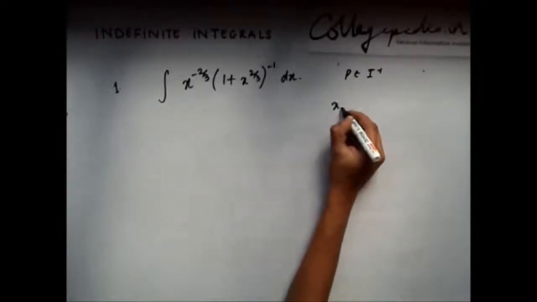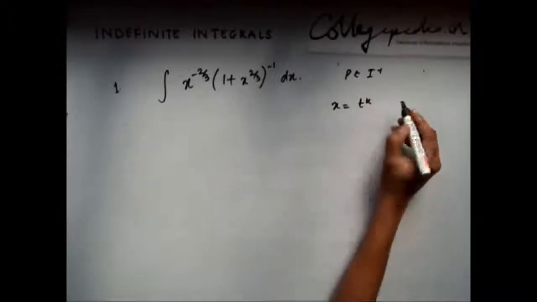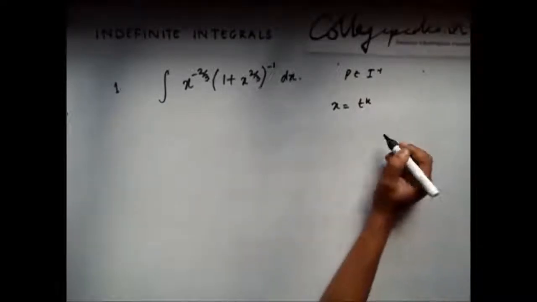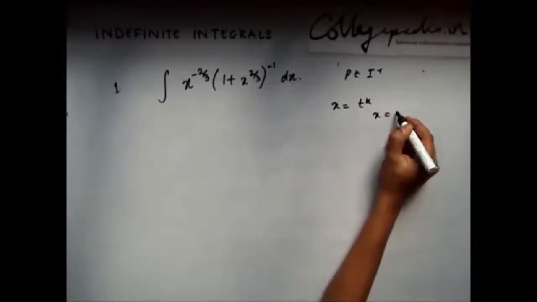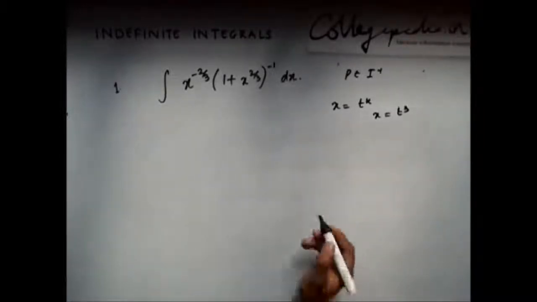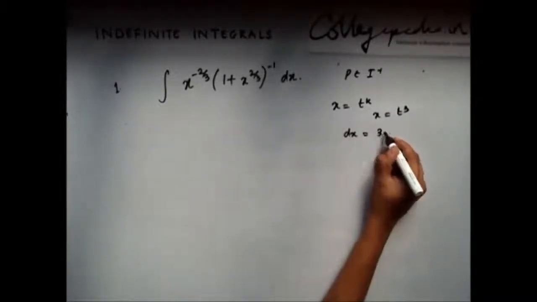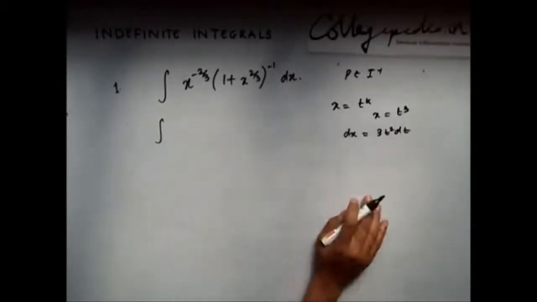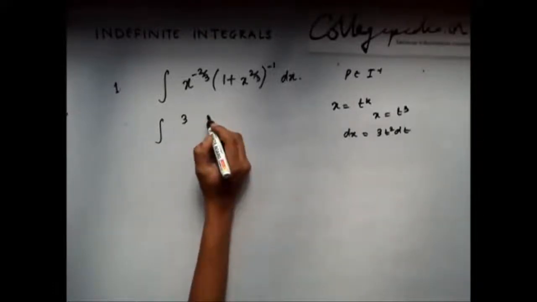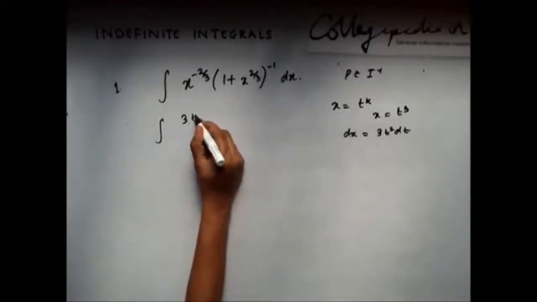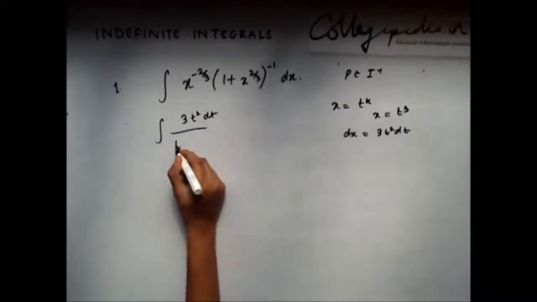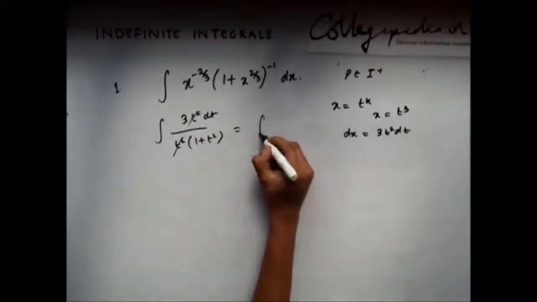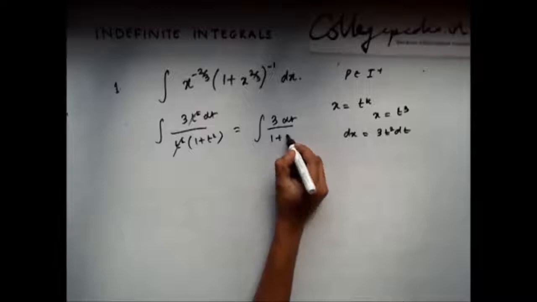Then what we need to do is replace x with t to the power k, where k is the LCM of m and n. Here m is minus 2 by 3, n is 2 by 3, so the LCM is 3. So we'll replace x with t to the power 3, and dx becomes 3t square dt. Now if you replace x with t, you get an integral of 3t square dt over t square times (1 plus t square). This gets cancelled, so your final integral is 3 dt by (1 plus t square).